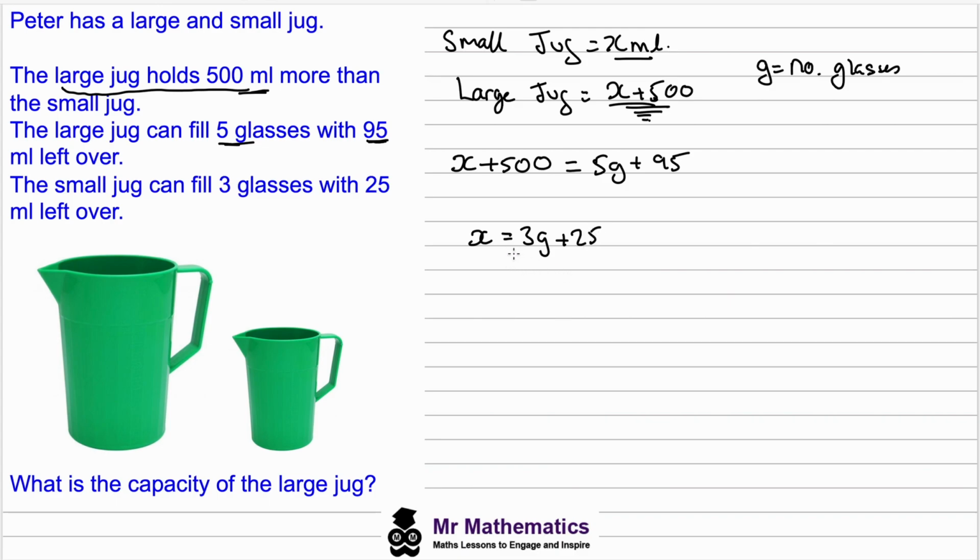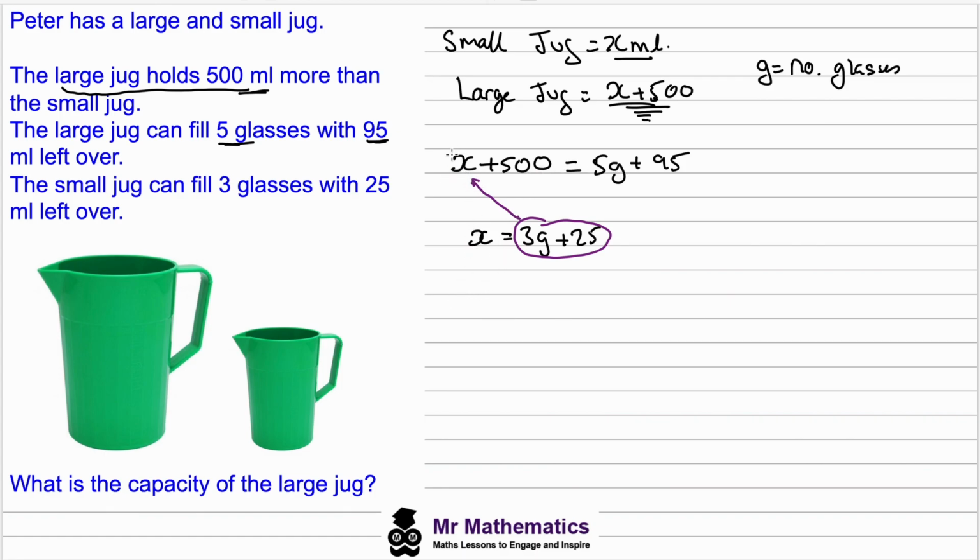Okay, so at this point, we need to think about what we're being asked. What is the capacity of a large jug? Well, to work this out, we need to work out X. Once we've worked out X, we can put it back into here and add 500 to it. The problem we have is that we've got two equations with two unknowns. Well, we can make one equation with one unknown if we substitute this expression for X, because then, can you see, we have one equation all in terms of G.